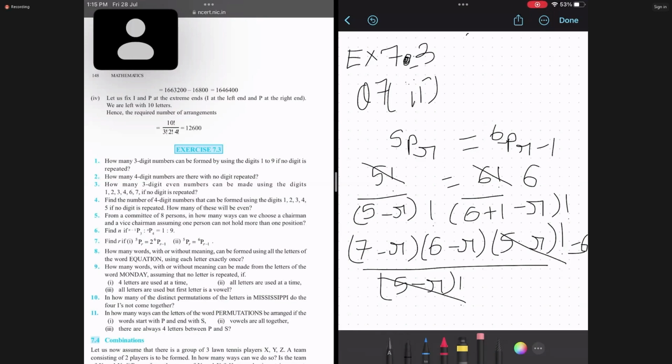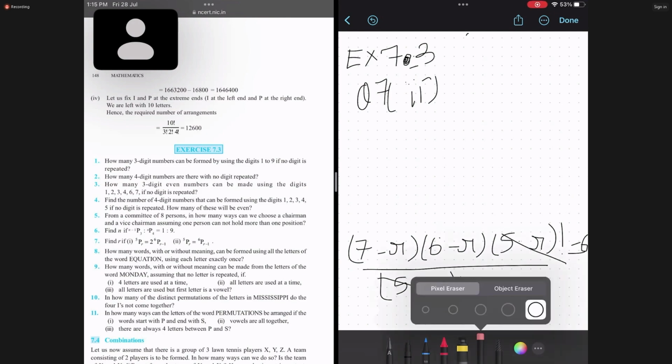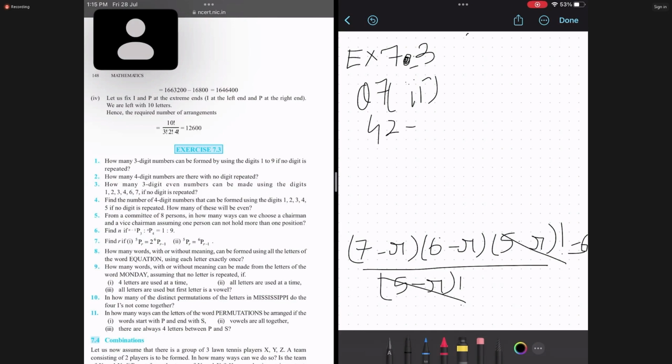So I'm going to rub this part and solve this equation as we did in the first part as well. The equation on the LHS is going to be the same. It's going to be 42 minus 13r plus r square equal to 6, and you take 6 out on this side, you get r square minus 13r plus 36 equals 0.